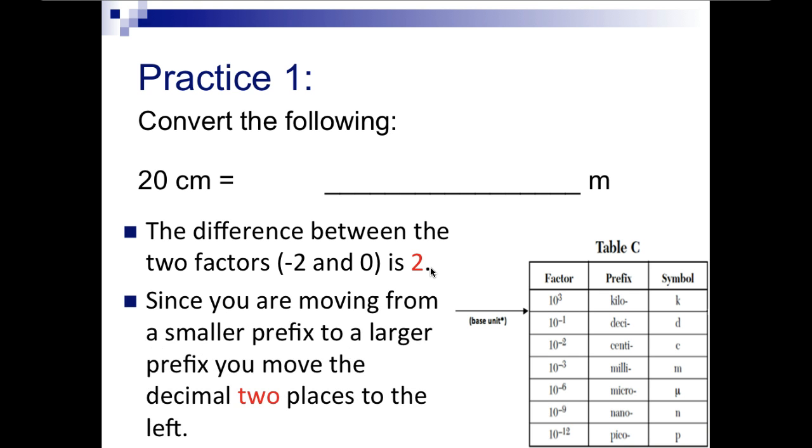And since we are going from a smaller prefix to a larger prefix, we are going to move our decimal place to the left. In this number it's not written, but our decimal place is at the end of this 0. So we're going to move our decimal place 2 places to the left. That's 1, 2, and when you do that, you end up with 0.20 meters.